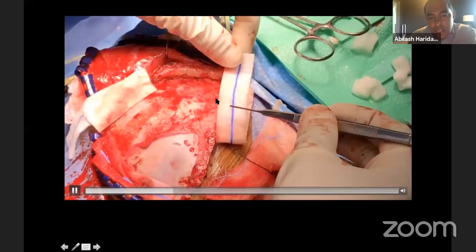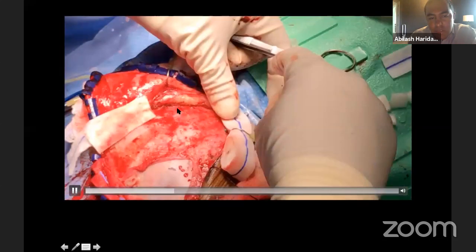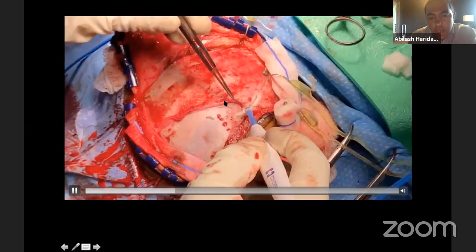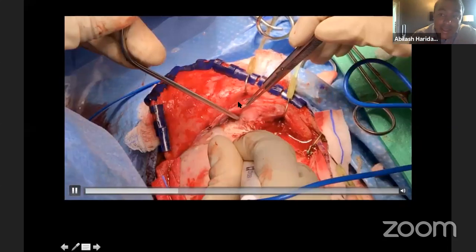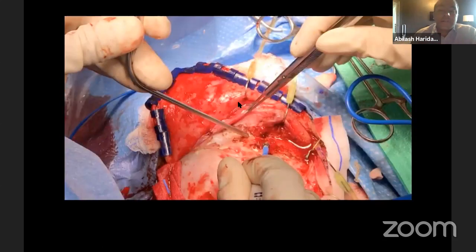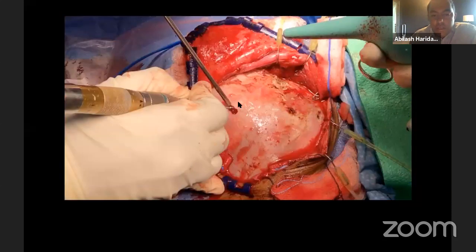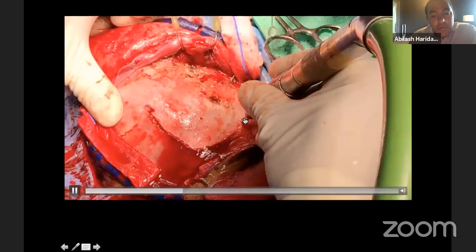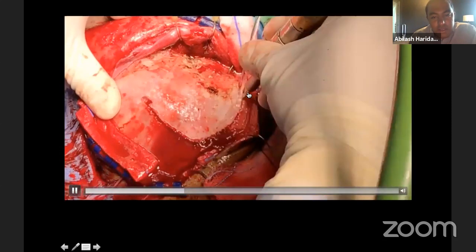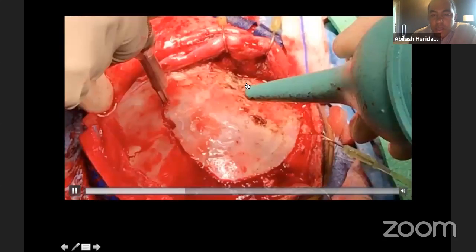Now this is a young child, so you can see the temporalis muscle is very thin. I saved this temporalis muscle for the end of the case to promote the indirect bypass, which is the myosynangiosis. I'm making a burr hole. You can see that the skull is very, very thin. Be careful here. This is where your bypass, your vessels are. So you see my drill is very close to it.